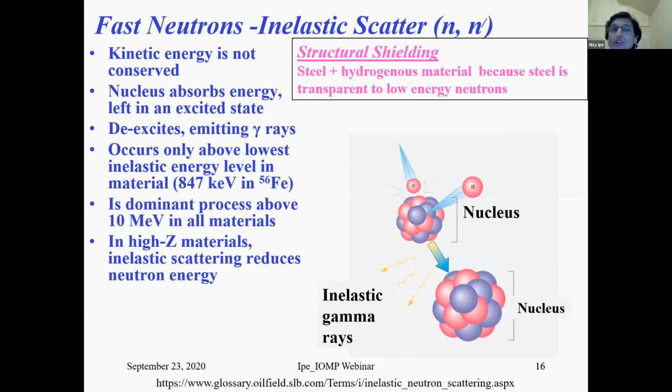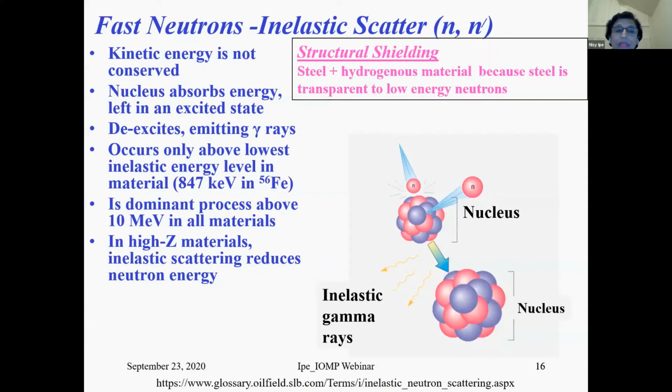Now, fast neutrons also undergo inelastic scatter. Here, the kinetic energy is not conserved, but the nucleus absorbs some energy. It's left in an excited state. It then de-excites and emits inelastic gamma rays. And this typically will occur above the lowest inelastic energy level in the material. For instance, in iron, that's 847 keV. And this is really the dominant process above 10 MeV for all materials.